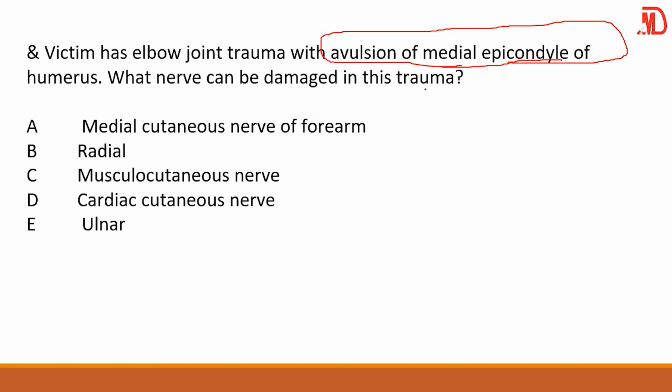So when there's a problem over there, you ask yourself, what nerve passes through the medial aspect of your forearm? Your answer will be, of course, the ulnar nerve, because that's where the ulna is. So over here, we are looking at the ulnar nerve. All right, so the answer is E, the ulnar nerve.